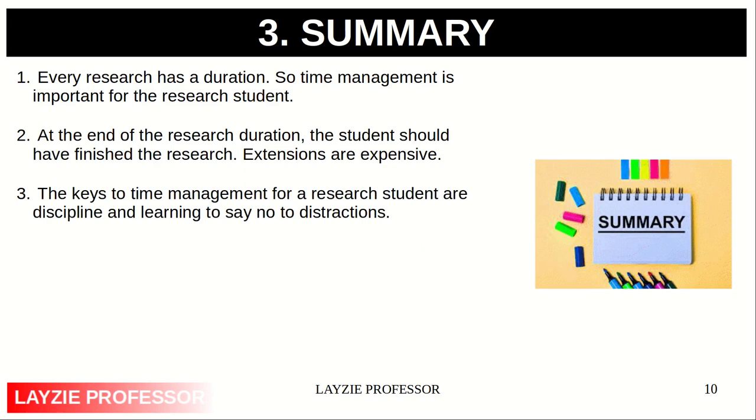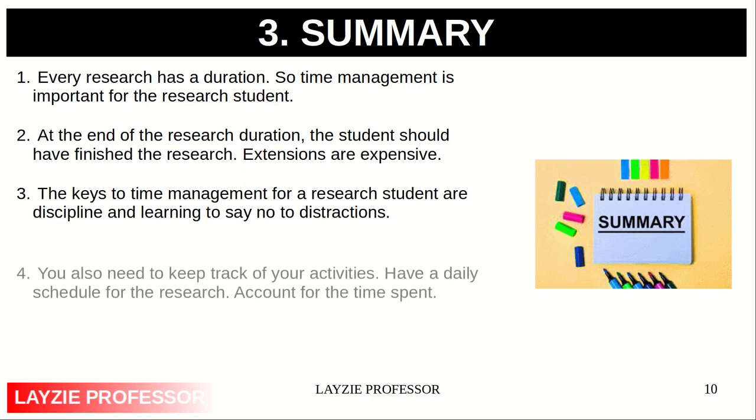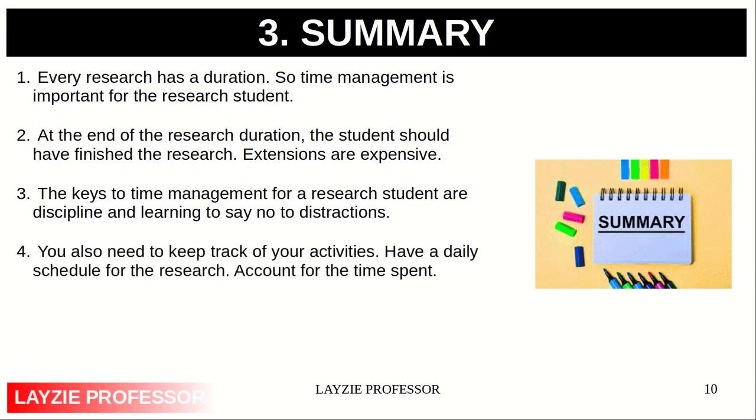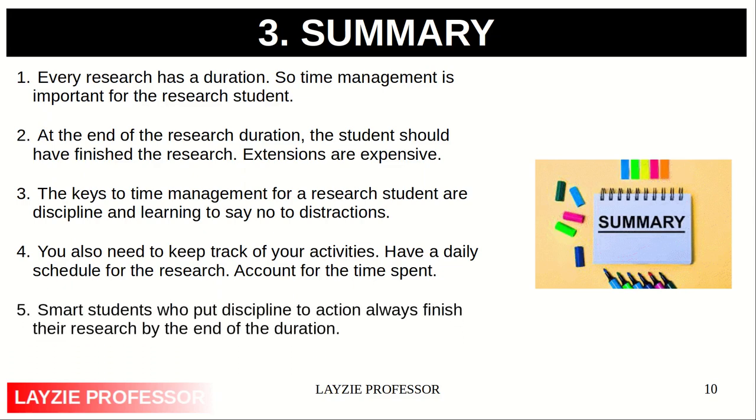And the keys to time management for research students are discipline and learning to say no to distractions. Once you are disciplined and you're able to avoid distractions, you will make progress. And you need to also be able to keep track of your activities so you can account for them, so you can stay focused on the research. You need to have a daily schedule for the research, and you need to account for the time spent. And if you are smart as a student and you're able to put discipline into action, you will always finish your research at the end of the duration.